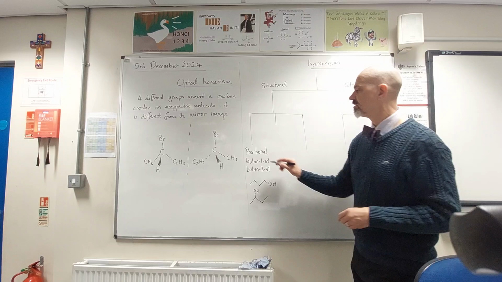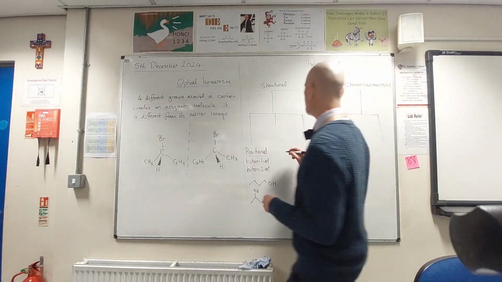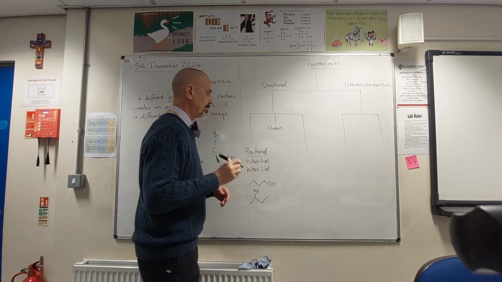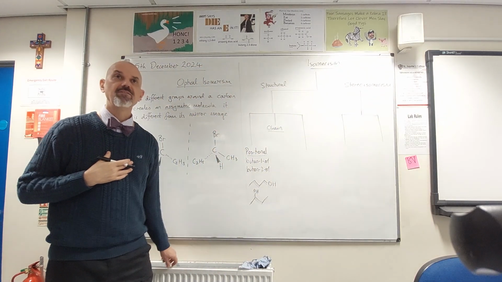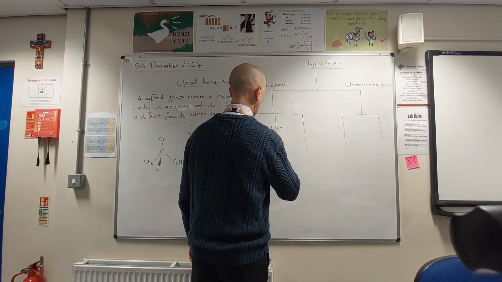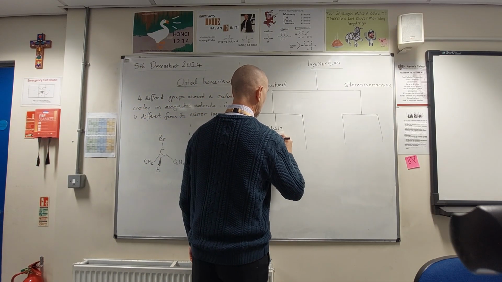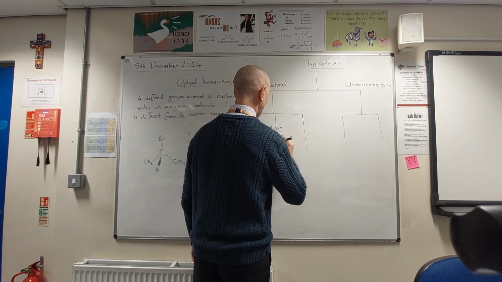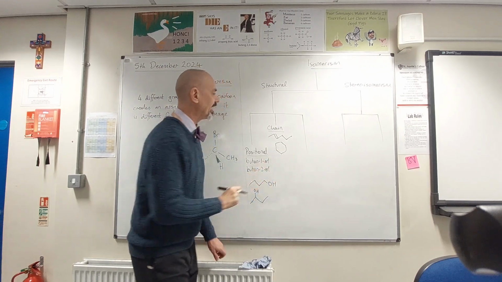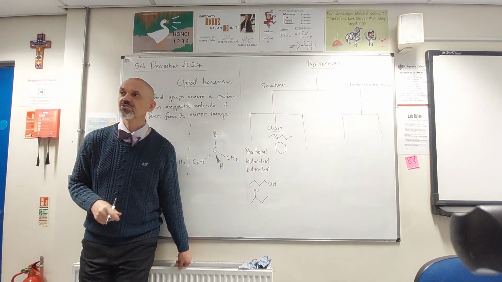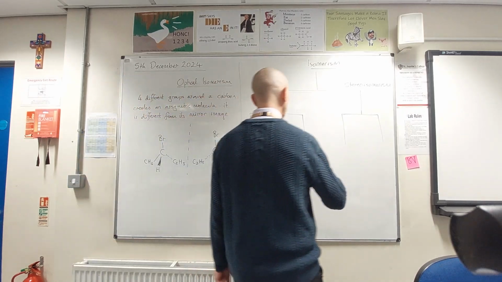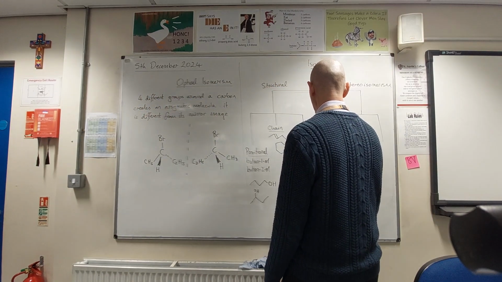Matty, another type of structural isomerism? Chain. Could you give me some examples of chain, please? Hexene and cyclohexane. Lovely. What should we do here? 1, 2, 3, 4, 5, 6. There we go. And the last type of structural isomerism, Melvin? Could you give me examples of those?